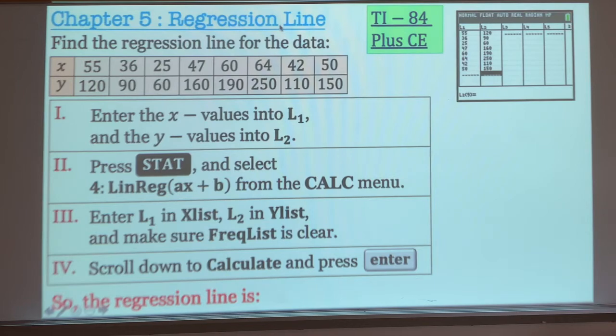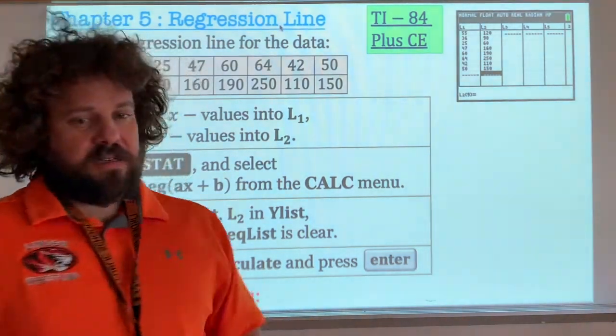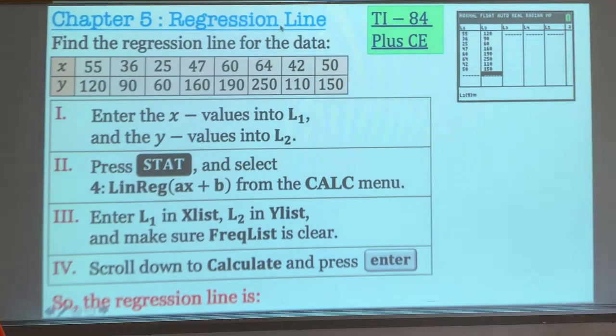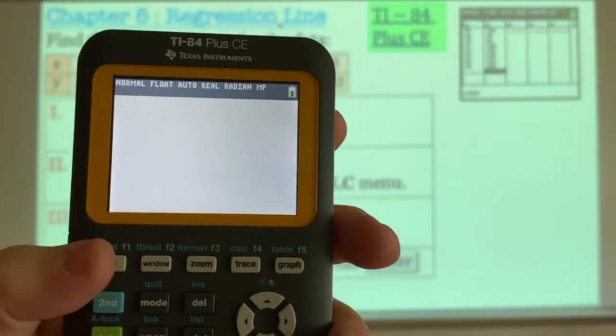The calculator just froze on me. That's not good. All right, so I turn my calculator on. I want to clear my list. In case you forgot to clear your list, let me go back to this method. This way actually didn't work too bad in the other class.